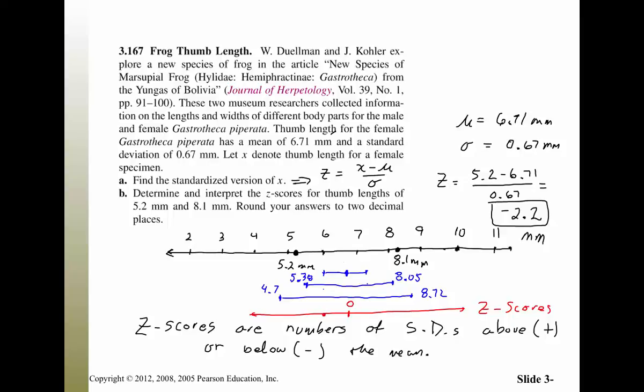This would be 1 right here. Or -1, sorry. -1. And this would be 1. I'm lining everything up here. This is 2. And this is -2. And then this is 3. And -3.